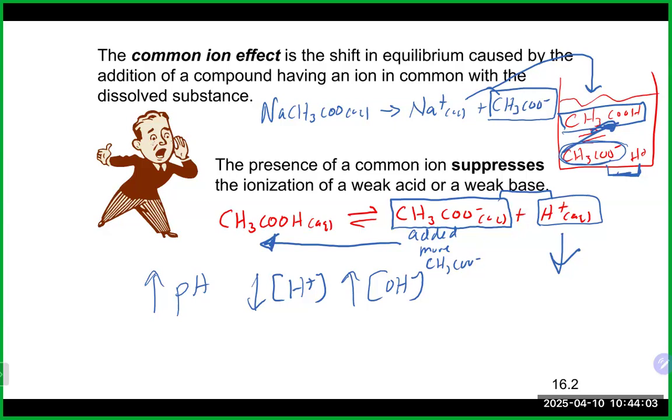A base works the same way. If you have a common ion with a base, basically it's going to force the base back together, which means it's going to prevent as much OH minus from being in the solution. And less OH minus in the solution means that you will actually have a little bit more H plus, and you would actually see the pH with the common ion lower than where it started, because it has less OH minus in the solution. Any questions on that?